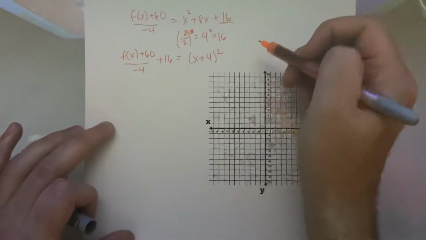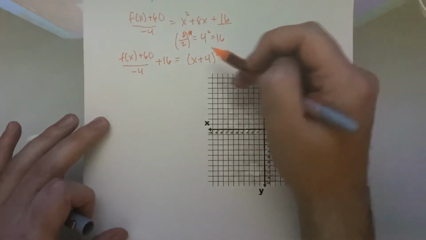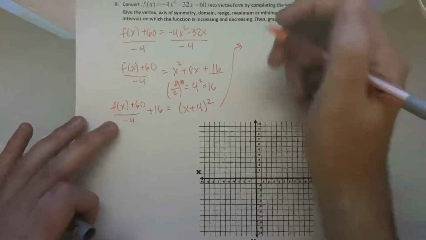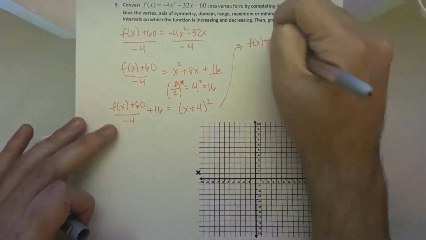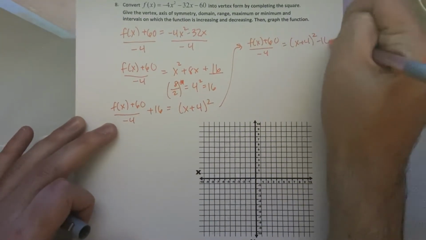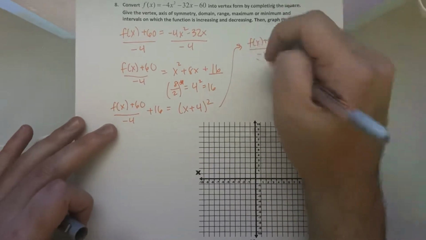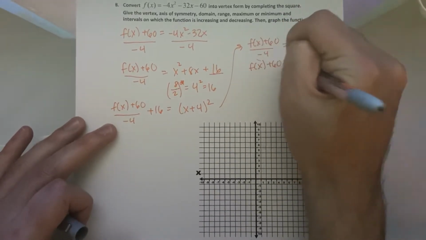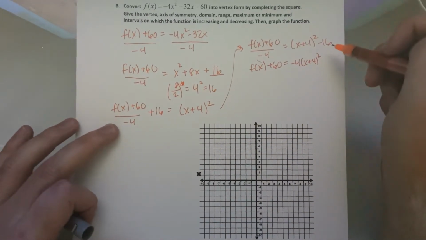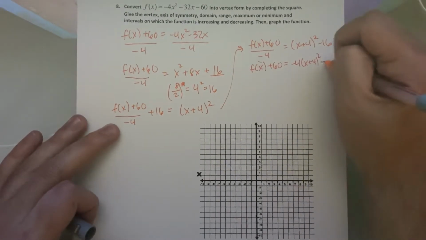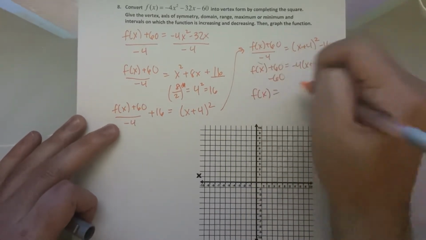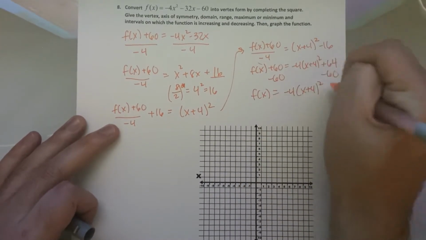So now I need to move everything back to the other side to get f of x back by itself. So I need to subtract 16 first. So we have (f of x plus 60) all over negative 4 equals x plus 4 squared minus 16. Now I need to multiply by negative 4. F of x plus 60 equals negative 4 times x plus 4 squared. Remember, the negative 4 is also going to hit this negative 16 now. So 16 times 4 is 64. So this is actually plus 64. Subtract 60 to get f of x equals negative 4 times x plus 4 squared plus 4.